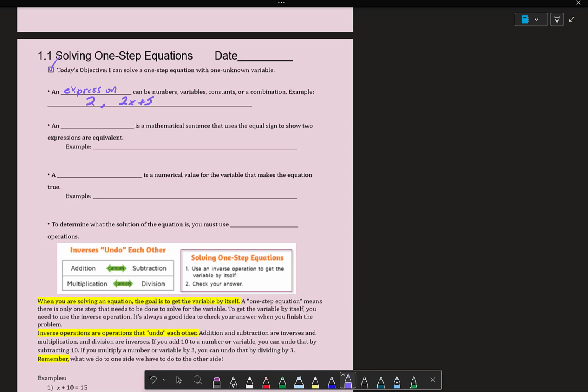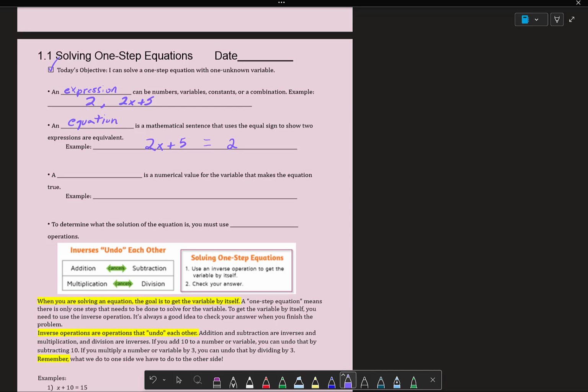An equation is a mathematical sentence that uses an equal sign to show two expressions are equivalent. An example of this: let's go back to the expression we used above. 2x plus 5 is an expression, and so is the number 2. That's a different expression. Those are two expressions right now, but if we put an equal sign between the two, that's what makes it an equation.